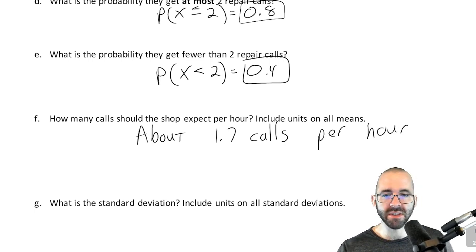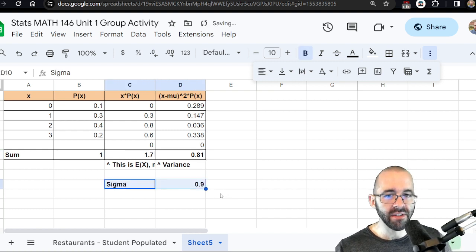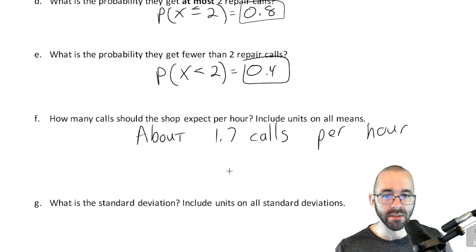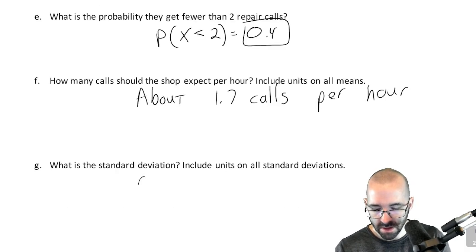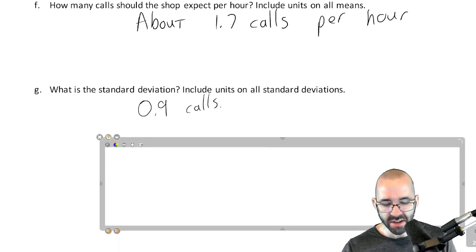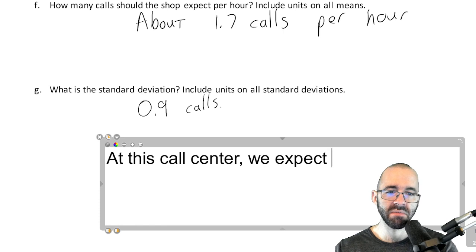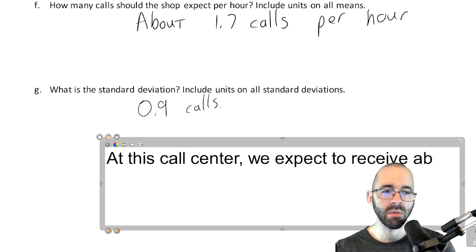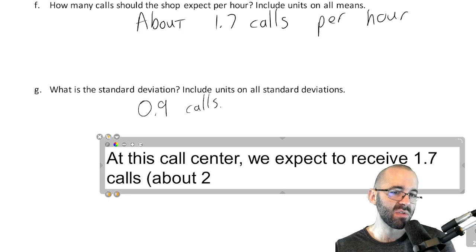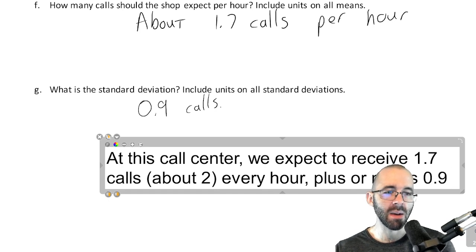What's the standard deviation? Well, we just calculated that. This was the variance. This is the standard deviation, sigma, 0.9. 0.9 calls. And again, we could put that all in a sentence. That at this call center, we expect to receive 1.7 calls, about 2 every hour, and then plus or minus 0.9, or you could say about 1 call.